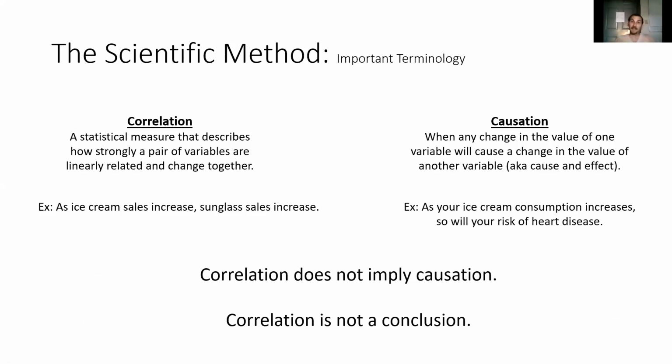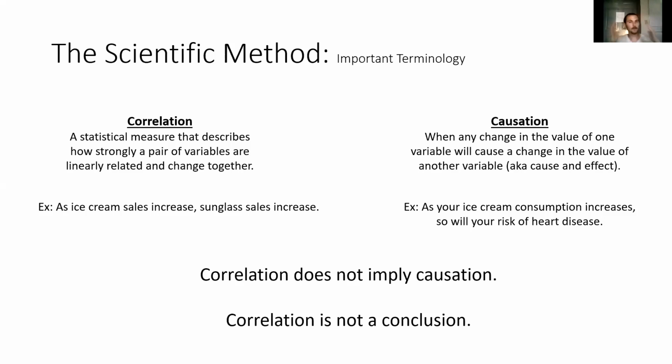And sometimes they can seem very closely related. Like in my tame example here of, as ice cream sales increase, sunglass sales increase. And I wouldn't be surprised if we collected a massive amount of data over many different countries over many years, and we could probably get some pretty conclusive results that anytime ice cream sales increase, sunglass sales increase. And so we would say there's a very strong correlation between those two variables.